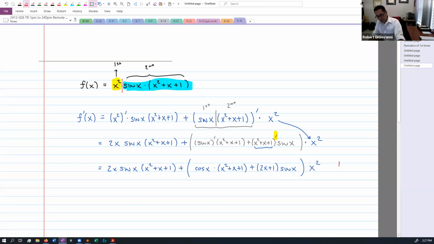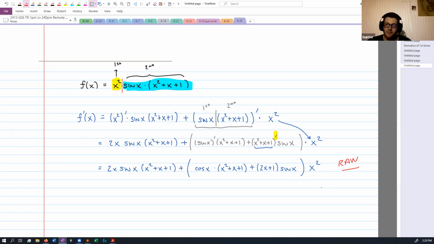And this is the raw derivative. I have no more derivatives to take, right? Everything I've differentiated, everything has to be there. Good Lord. You said this was not bad? Yeah. Well, I mean, I could definitely see it being worse. It's bad, but... Please no.